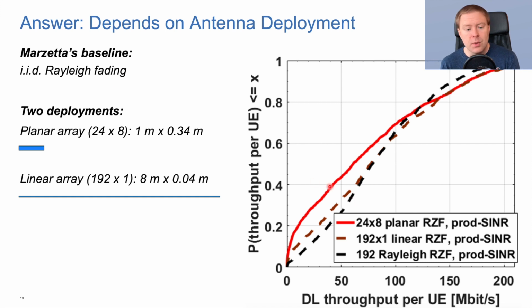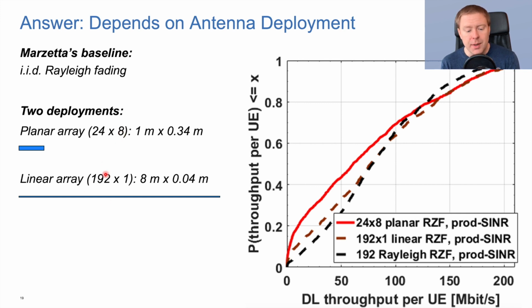And there are 3 different curves representing 3 different ways of generating the channels and selecting the panels. The one thing is Marzetta's baseline with this independent and identically distributed, or IID, Rayleigh fading. Then we have 2 deployments, one with the planar array, looking a bit like the array that Ericsson was actually building. Here we have 24 times 8, so it's 1 meter times 0.34 meters. And you see there's a 192 element array here, just as in the Ericsson product, even if they only had 64 antennas. Here we have 192 antennas.